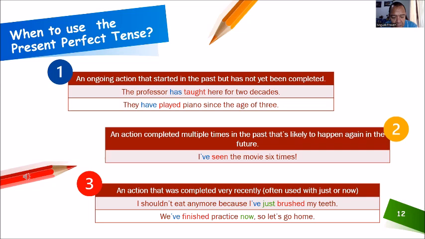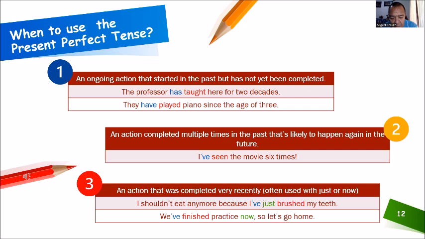When the same action has happened a few times already, you can use the present perfect tense if the action will likely happen again in the future. For instance, I've seen that movie 6 times, and probably I will see it again.